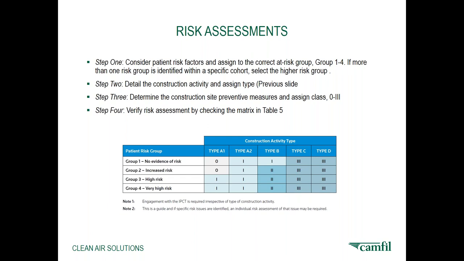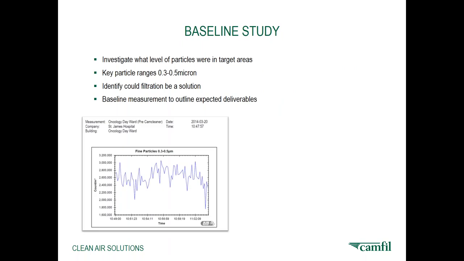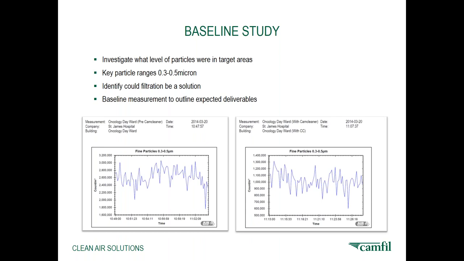So in our group of works, we carried out several areas of baseline studies. So we looked at the wards, looked at what was available in terms of the study, the pre-work assessments, the key particle ranges between 0.3 to 0.5 microns. We looked at the test run of a case in certain wards before the work started. And then with the introduction of the filter unit, how that dramatically reduced the number of fine particle counts over the period of 15 minutes running these fine air filters.